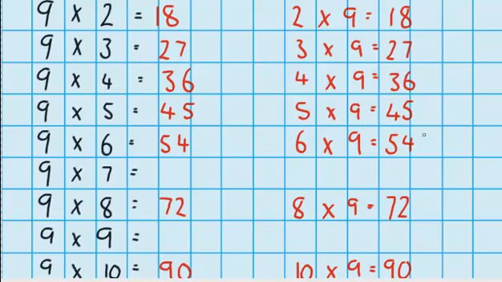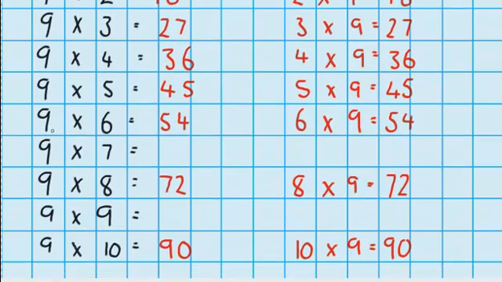Now you'll recognise these tables over here because they're all tables that we've done before, and we can use these to help us answer our 9 times tables. For example, we know 2 times 9 is 18, so 9 times 2 has to be 18. We know 4 times 9 is 36, so 9 times 4 has to be 36. And because of all these other tables, it means we've only got 2 tables we have to learn, 9 times 7 and 9 times 9.